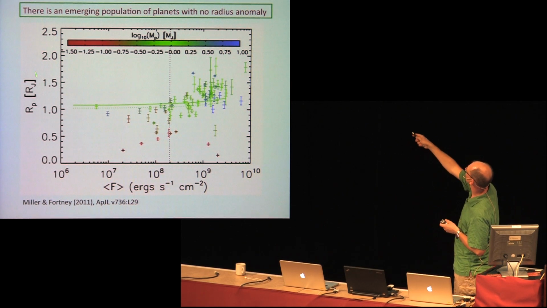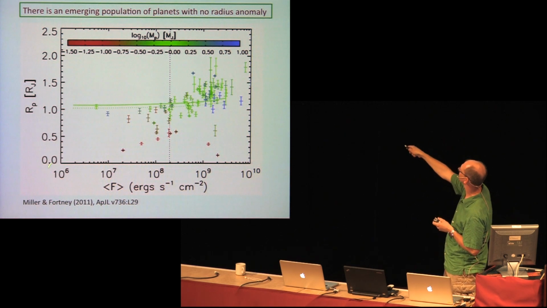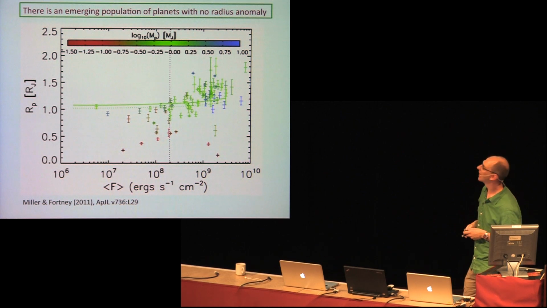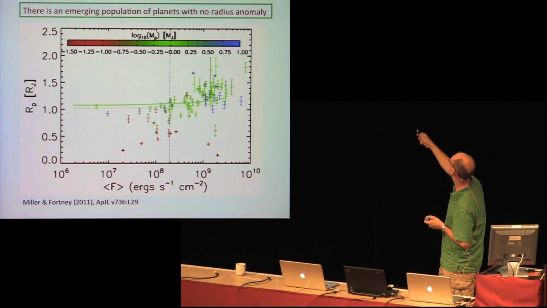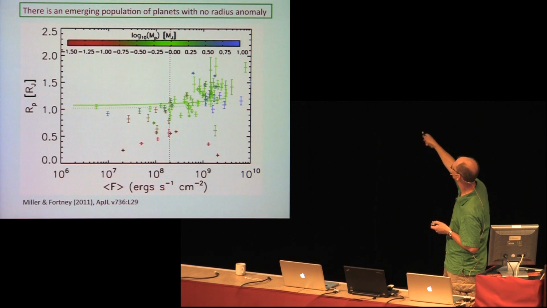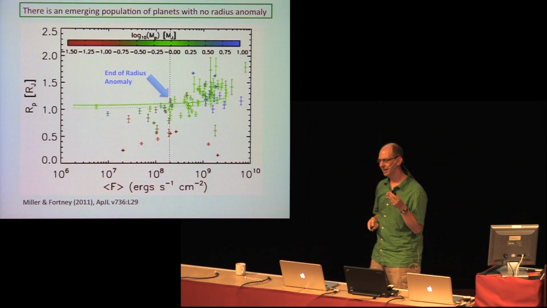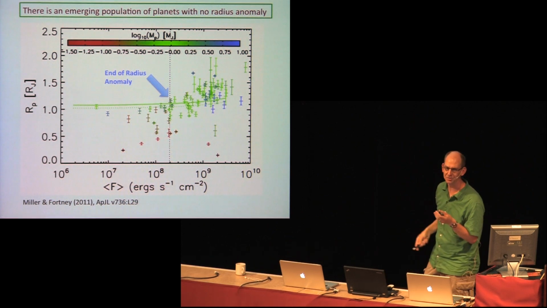So this is planet radius in Jupiter radii versus incident flux. So Earth's over here, very cold planet. This is color-coded by temperature. And so what you can see is the hottest of the hot Jupiters are the most inflated. But once you go beyond about 2 times 10 to the 8th, which is about 1,000 degrees, you see the radius anomaly ends. And so any theory for what inflates hot Jupiters has to explain why this ends at about 1,000 degrees.